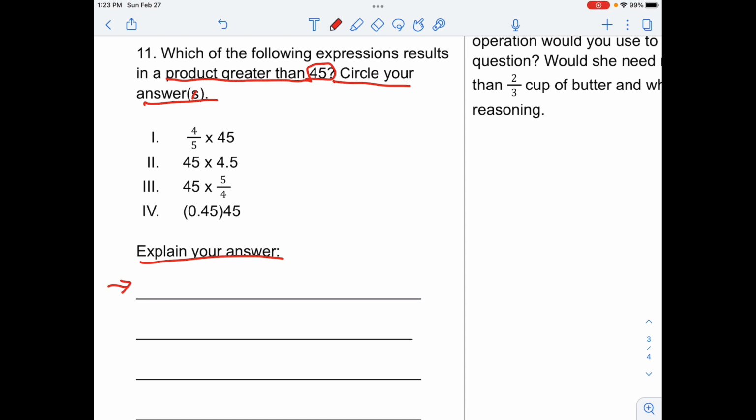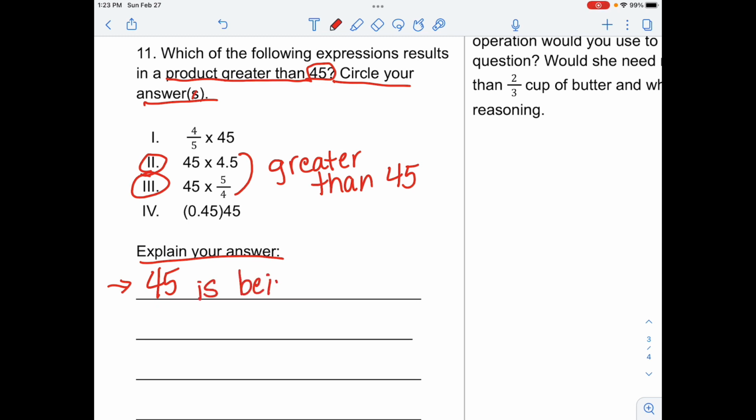Alright, so now, right here, here we go. 2 and 3. These two answers are going to be greater than 45 because 45 is being multiplied by a number greater than 1.